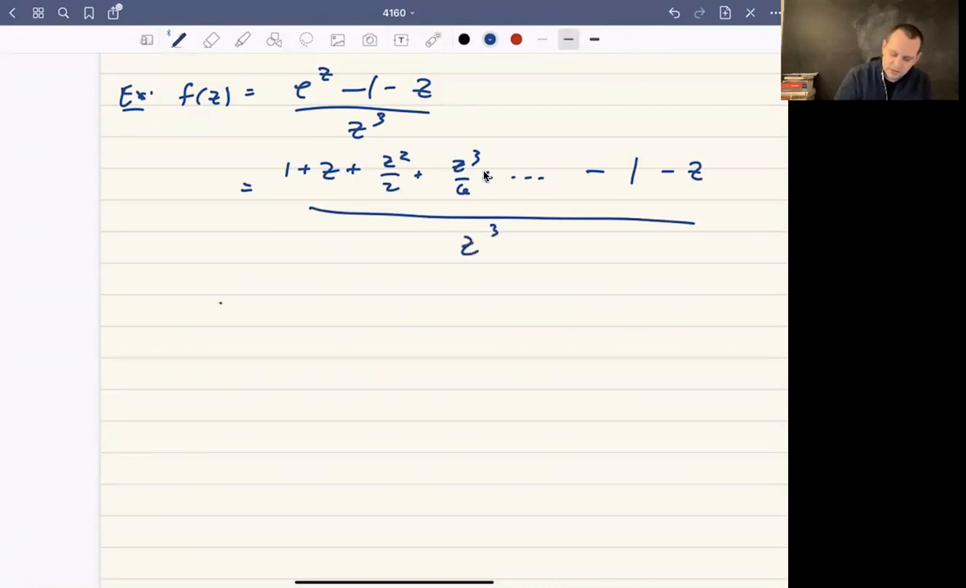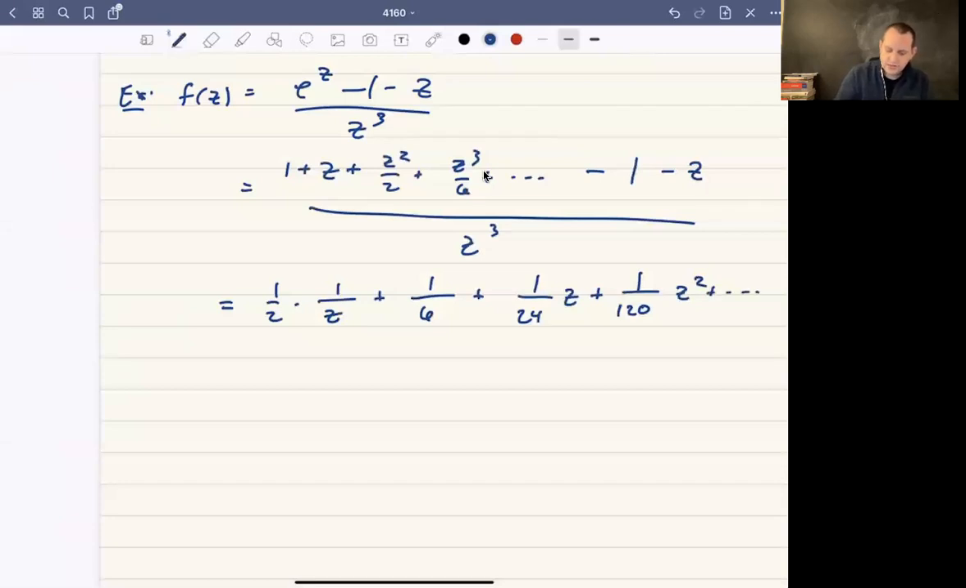Then we divide by z cubed, and this is going to be 1/2 times 1 over z plus 1/6 plus 1 over 24 z plus 1 over 120 z squared, and so on. Okay, and so that is the Laurent series there. That means that 0 is a simple pole. In this case, we can also compute the residue. So the residue of f at 0 is 1/2.